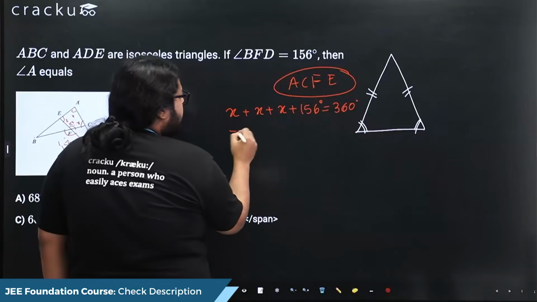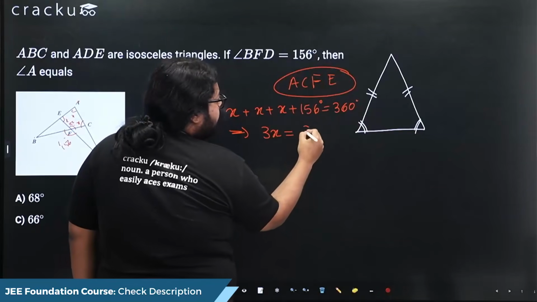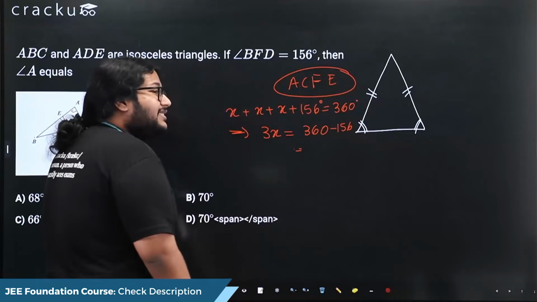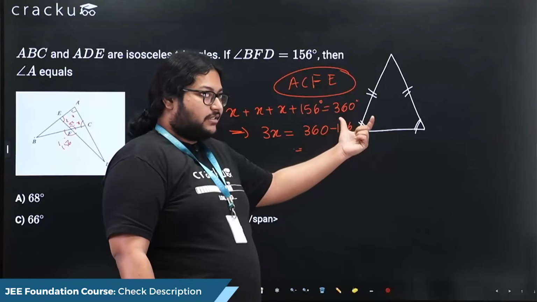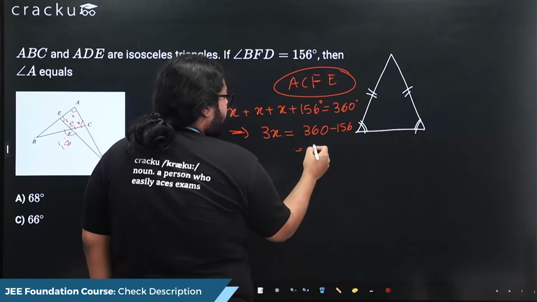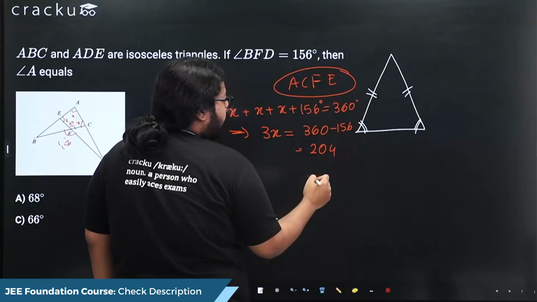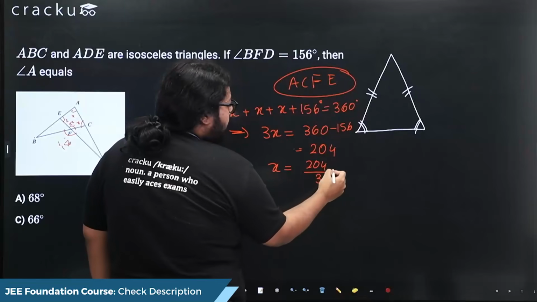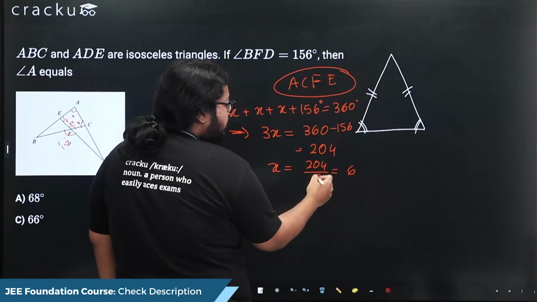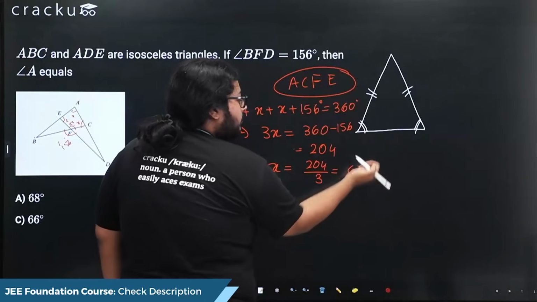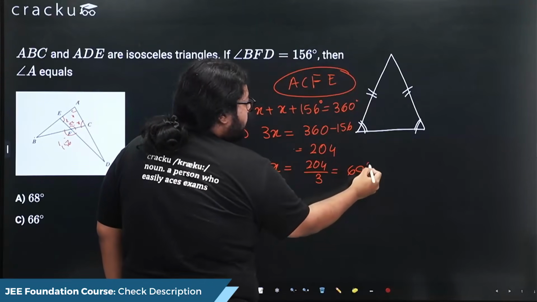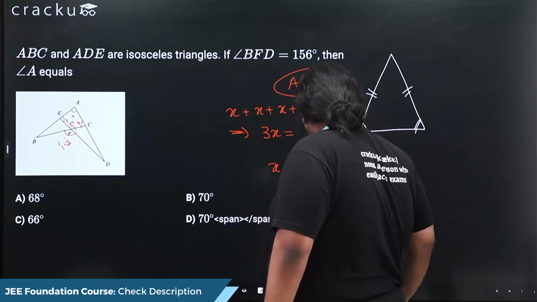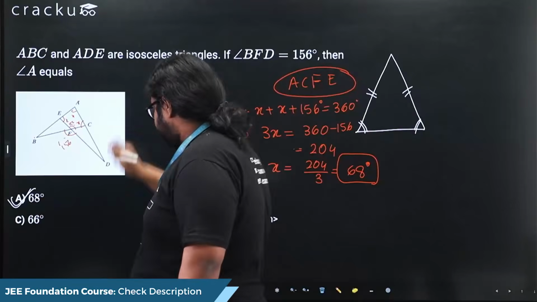So this gives me 3x is essentially 360 minus 156. 360 minus 156 is 204. So x is basically equal to 204 by 3, which is 3 6 are 18, 3 7 are 21, 3 8 are 24. So x is essentially 68 degrees, which tells me the correct answer here is option A.